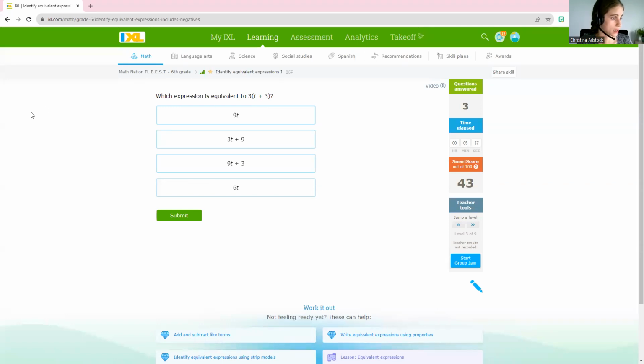So we can take our 3 and multiply that by t. Bring down your plus sign. 3 times 3, which would be 9. Is there anything else we could do? Nope, we cannot do anything else because they're not like terms. The 3 has a variable, the 9 does not. We have a variable term and a constant term. They're not the same. They cannot be added. That is our final answer, our equivalent expression.